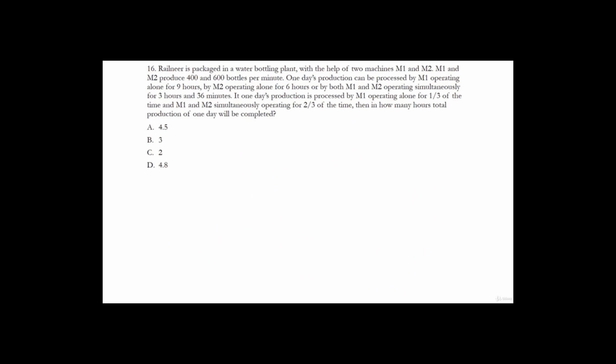Rail neer is packaged in a water bottling plant with the help of two machines, M1 and M2. M1 and M2 produce 400 and 600 bottles per minute. One day's production can be processed by M1 operating alone for 9 hours, by M2 operating alone for 6 hours. Now, M1 produces 400 bottles per minute, for 9 hours, and each hour has 60 minutes. So 400 bottles in 9 hours and 60 minutes. So when we calculate this, we get 2,16,000 bottles.